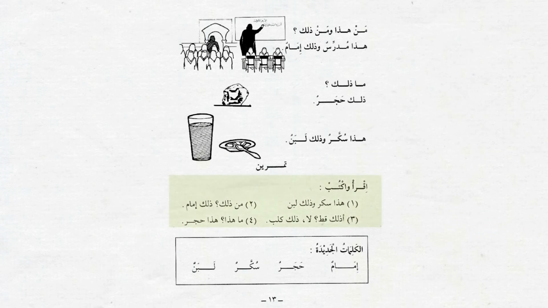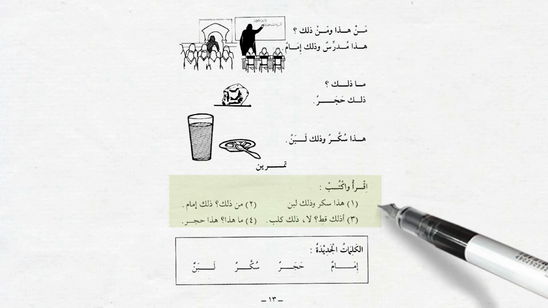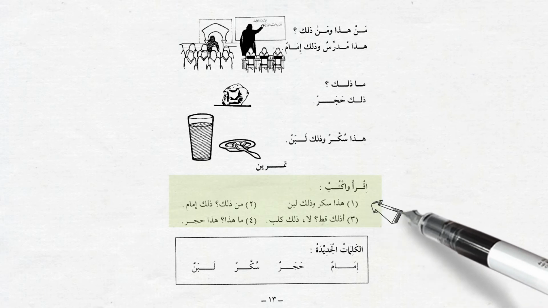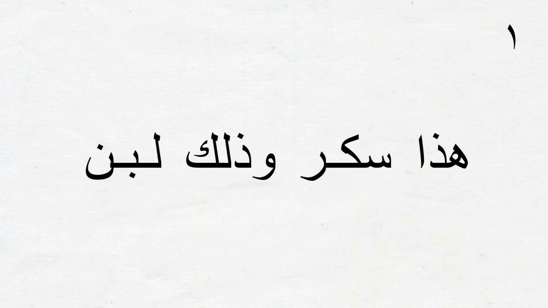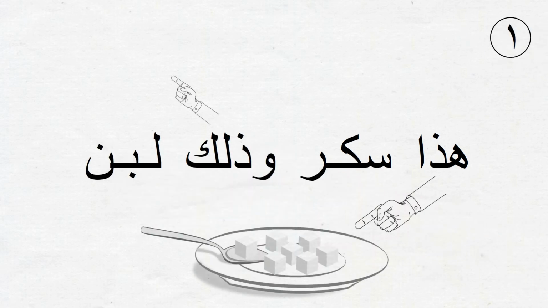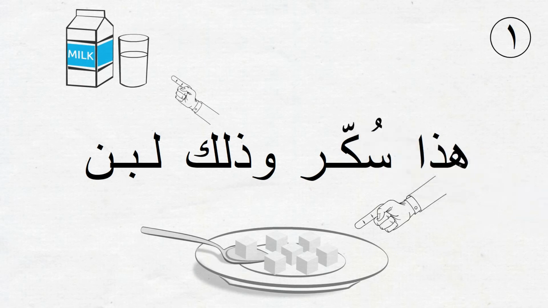Now, let's do the exercise. We have sentences with no vowels, so we are learning how to read them properly. You know the drill. I will bring in the picture while you read it, then I will read it for you. Number 1. هذا سكر وذلك لبن. This is sugar and that is milk.